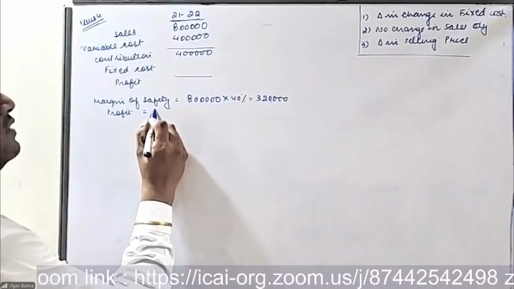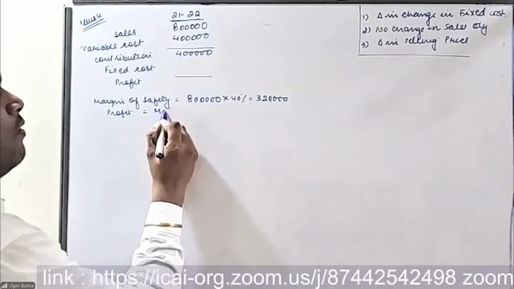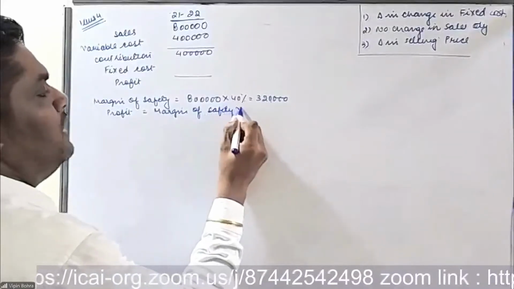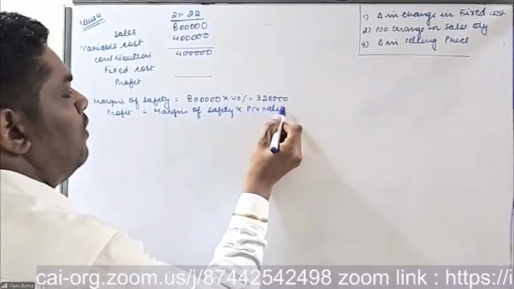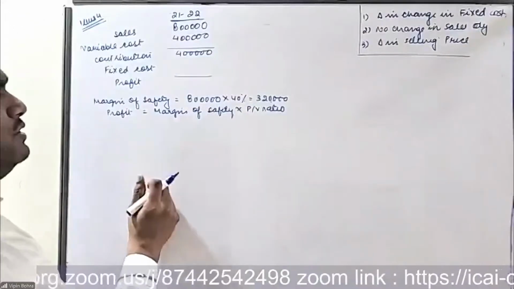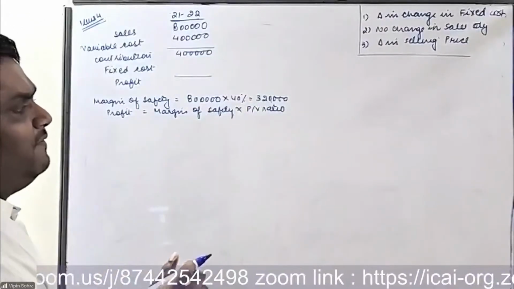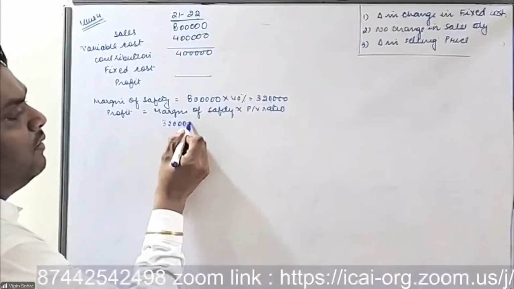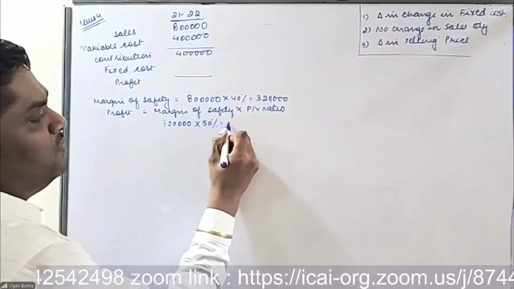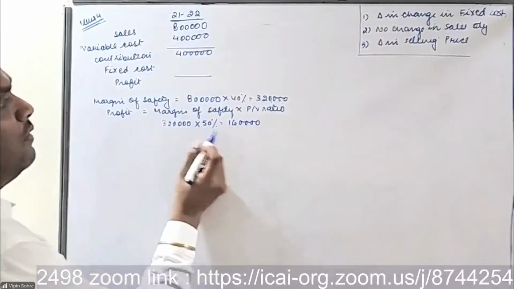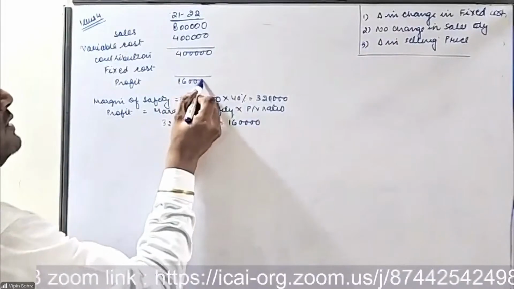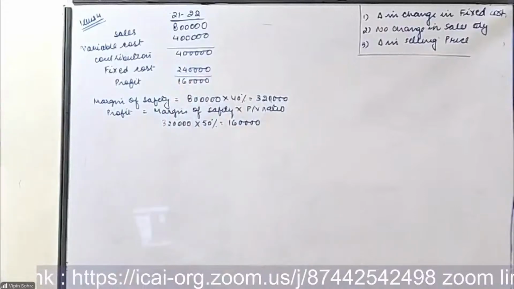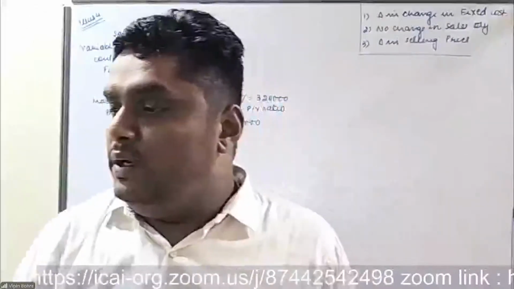So profit will be margin of safety multiplied by PV ratio. Since profit divided by PV ratio is margin of safety, if we multiply PV ratio with margin of safety, we will get the profit. So 3,20,000 into 50%. So this will be 1,60,000. So my profit will be 1,60,000 and my fixed cost will be 2,40,000. So this data is available for 21-22.